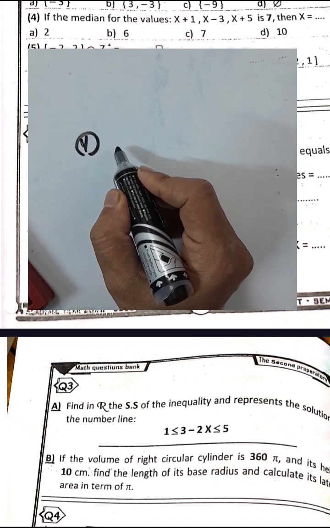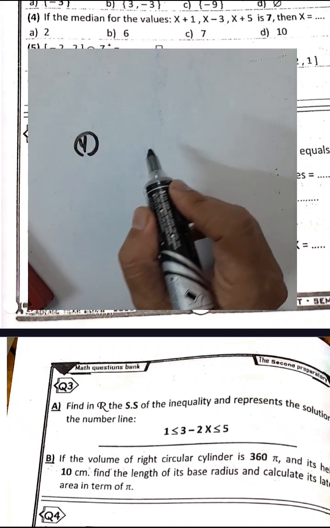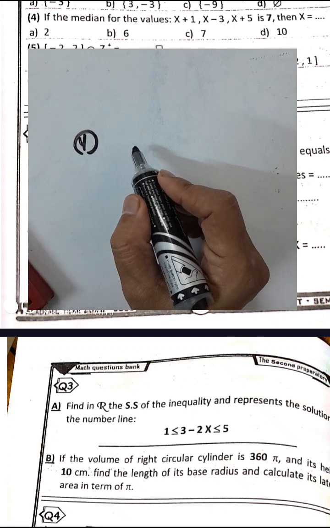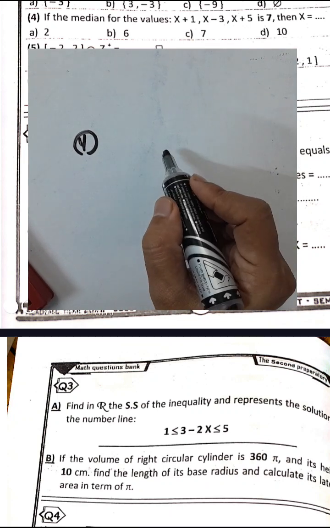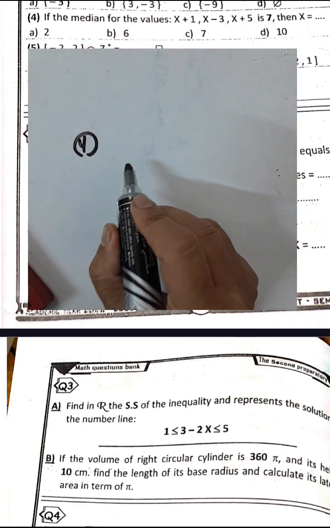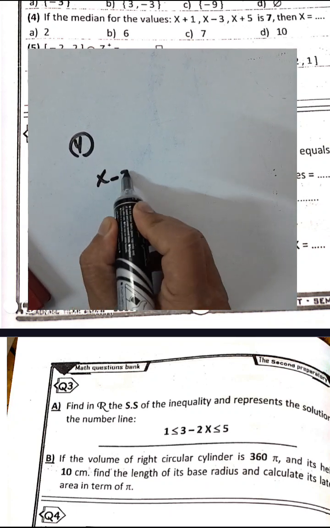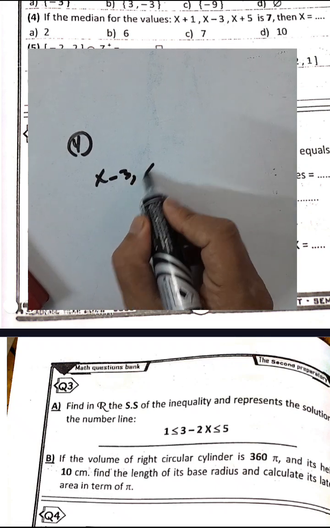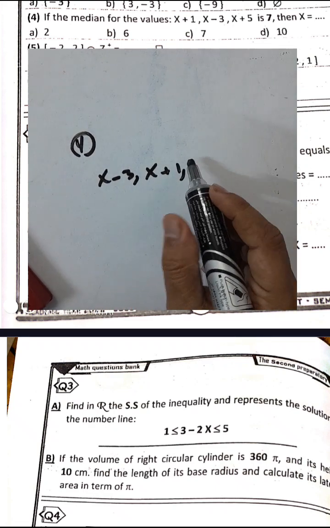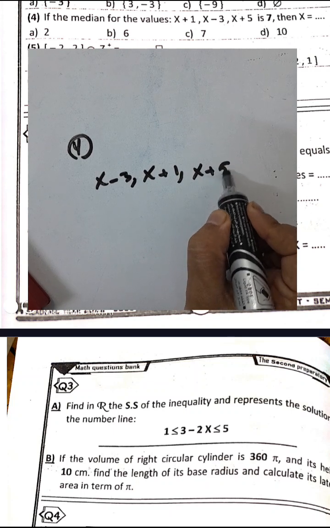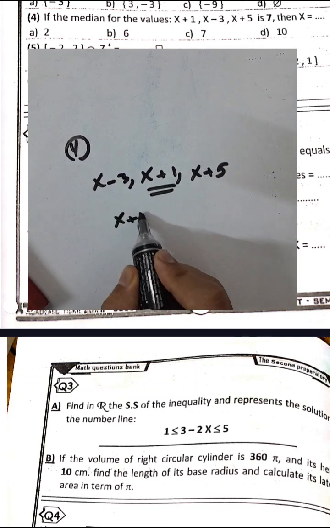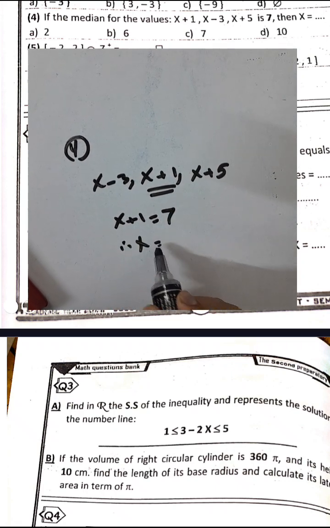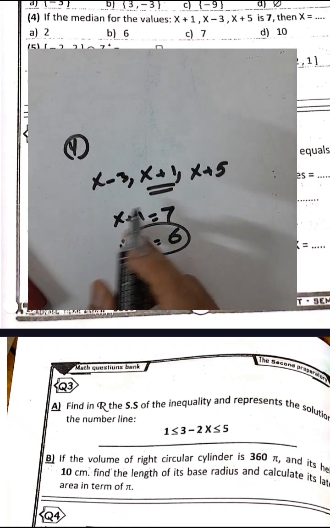If the median of the values is 7, then x will be what? We can find the median by arranging the numbers. We have x plus 1, x minus 3, x plus 5. First step, you must arrange the values. Write x minus 3, and then x plus 1, and then x plus 5. He gives us the median is 7, then x plus 1 will be equal to 7, then the value of x will be 6 because 6 plus 1 equals 7.